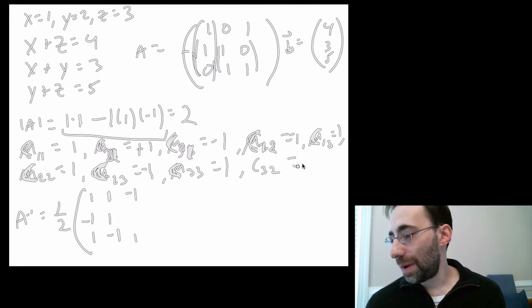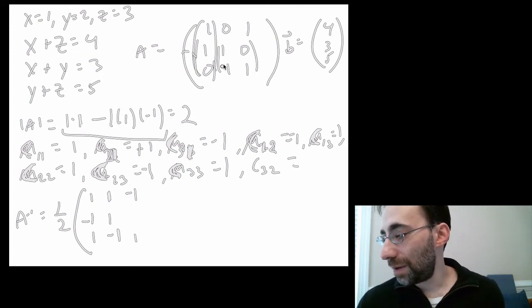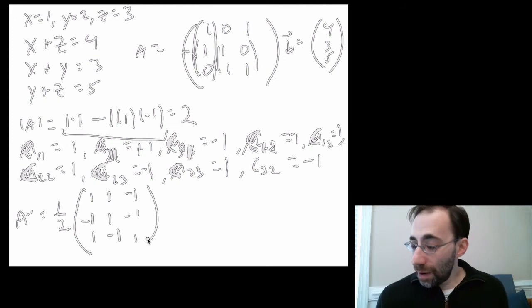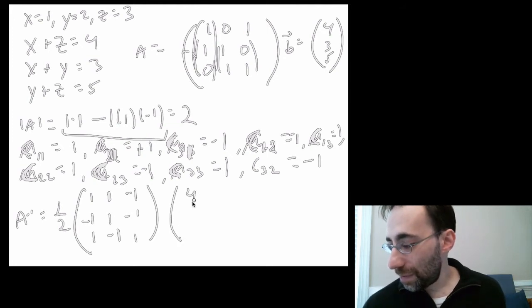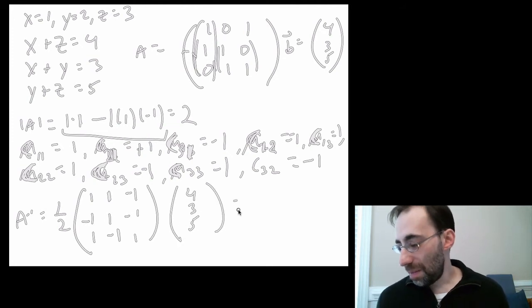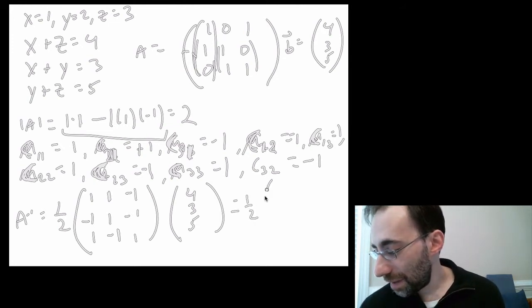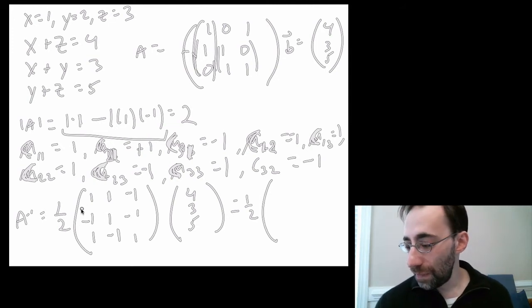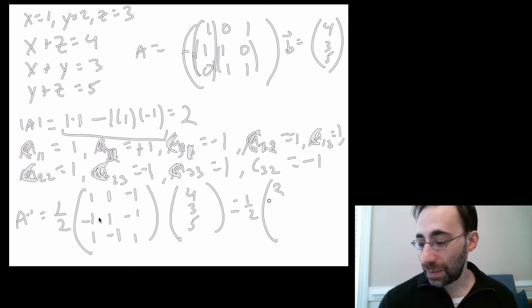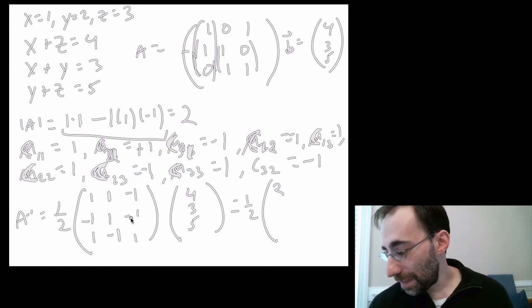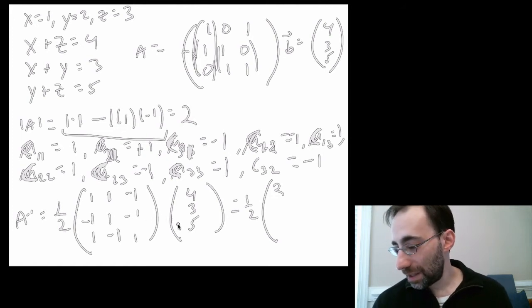C32 is the flip of the minor. The minor here for the third row, second column, is 1 minus 0 is 1. You flip that, so it's negative 1, and this goes over here in 2,3. There we go. We're going to multiply it by b to get 4, 3, 5. And this is going to give us the answer, which is 1/2 times the first one: 4 plus 3 is 7, minus 5 is 2. Next one, negative 4 plus 3 is negative 1, minus 5 is negative 6.